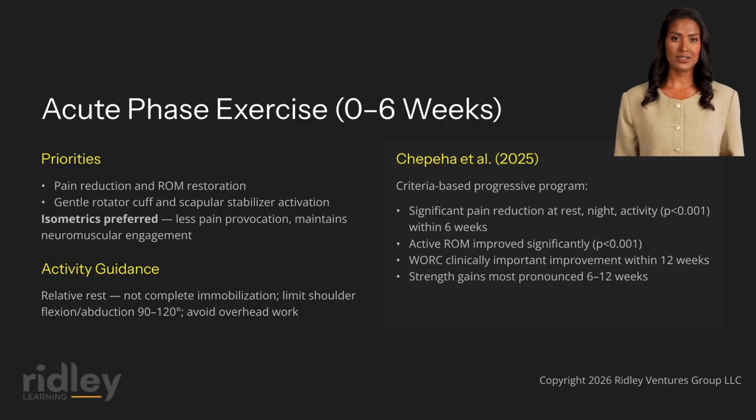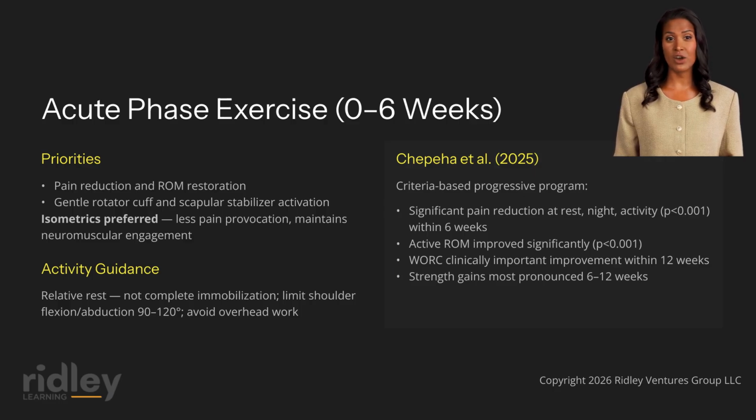In the acute phase, defined as symptom duration less than 6 weeks, the JOSPT guidelines strongly recommend initiating exercise therapy with a focus on pain reduction, restoration of range of motion, and gentle activation of the rotator cuff and scapular stabilizers. Isometric exercises are preferred initially because they provoke less pain and maintain neuromuscular engagement without excessive tendon loading, and the majority of clinicians recommend isometric exercises during this initial phase.